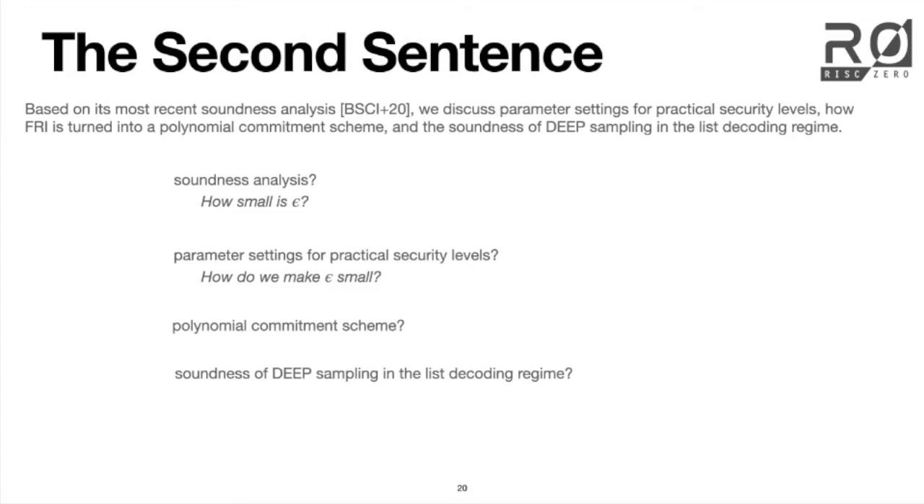So in this bunch of jargon, the soundness analysis is the question of how small is epsilon. And this discussion of setting parameters is what do we need to do in order to make that epsilon small?